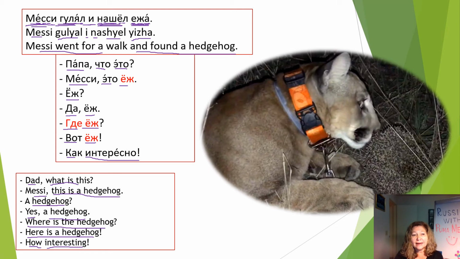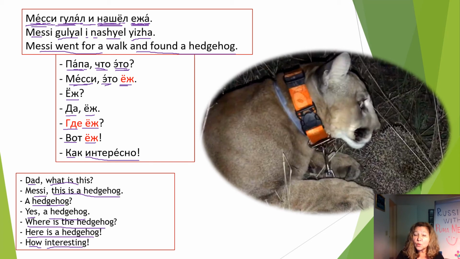Папа, P-A-P-A. Папа, что это? This letter Ч, we read it as Ш. I told you that in this word it's always going to be Ш. Что это? The letter O at the end becomes A. Что это? Месси, это ёж.